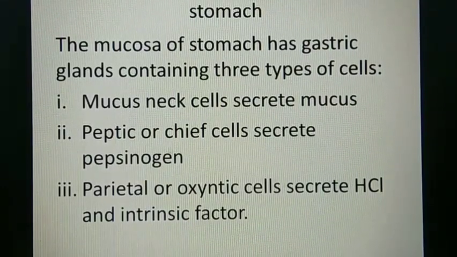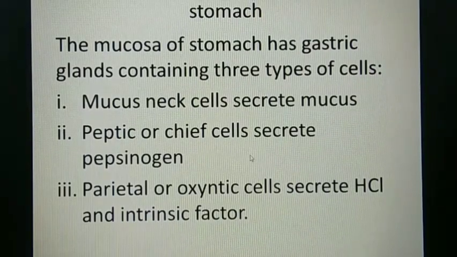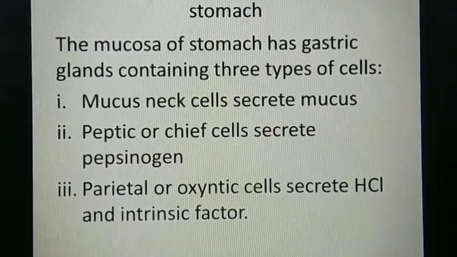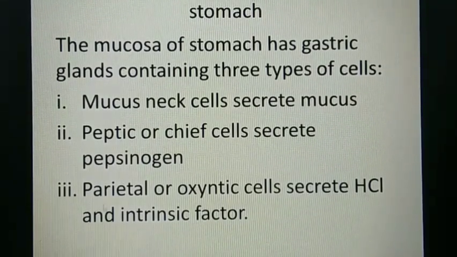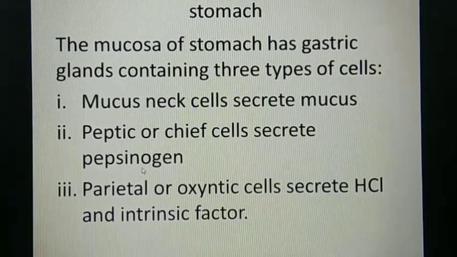Actually, this pepsinogen is an inactive enzyme, an inactive protein digesting enzyme capable of digesting protein. This pepsinogen gets converted to active pepsin in the presence of HCl. You can see the third one, HCl, is secreted by parietal or oxyntic cells. So in the presence of HCl, pepsinogen gets converted to pepsin, which is an active protein digesting enzyme.